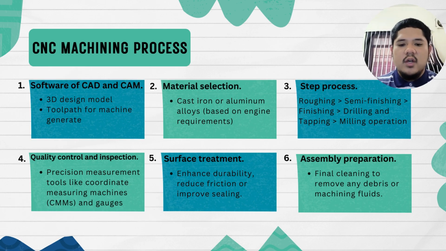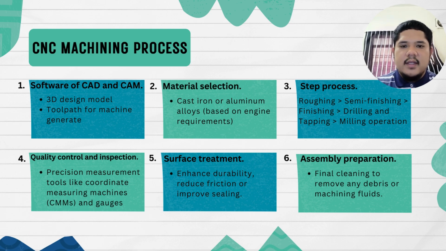Assalamualaikum. My name is Muhammad Ahmad. I will be explaining about the CNC machining process. For the first step, we must know the software that we need to use for the CNC machine, that is computer aided design and also computer aided manufacturing software. In computer aided design, we create a detailed 3D model of the engine block, including all necessary features and dimensions. Next, we go to computer aided manufacturing.